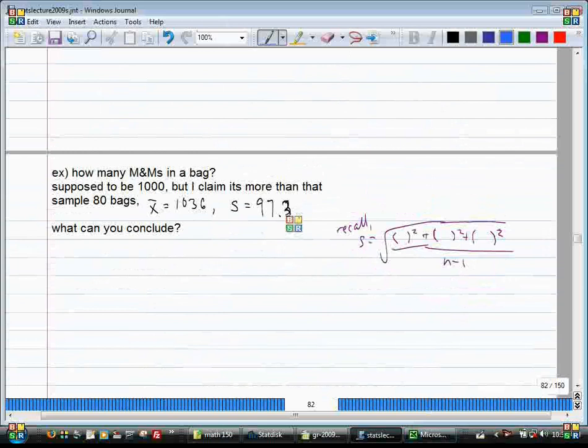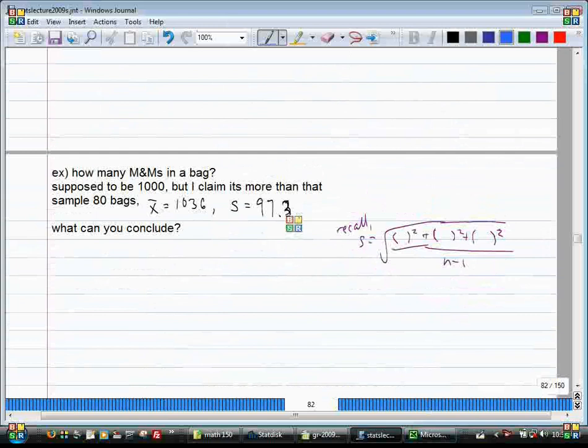The other good news is that when you're doing a problem, everything works almost exactly the same. So let's work through a problem. How many M&Ms in a bag? There's supposed to be 1,000 M&Ms in a bag, but I claim it's more than that.